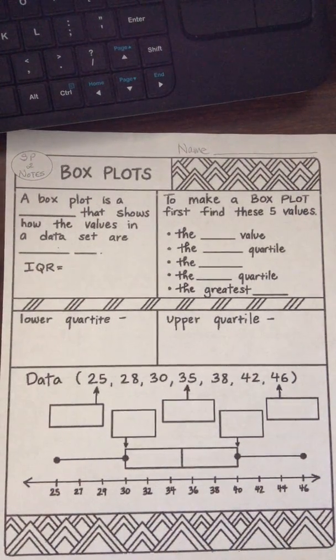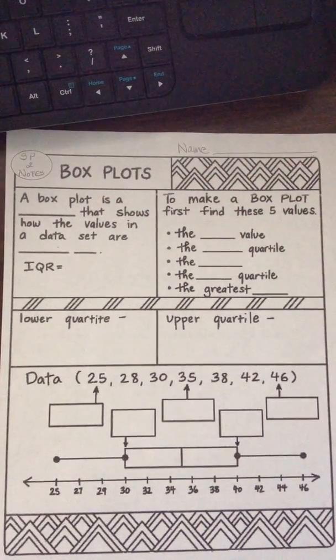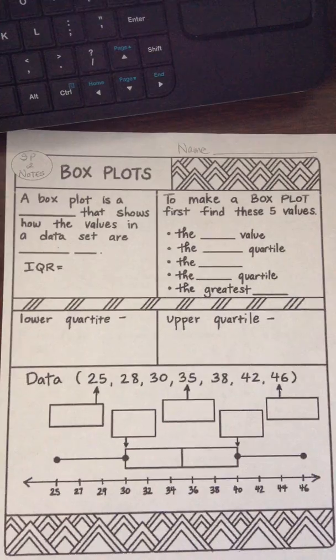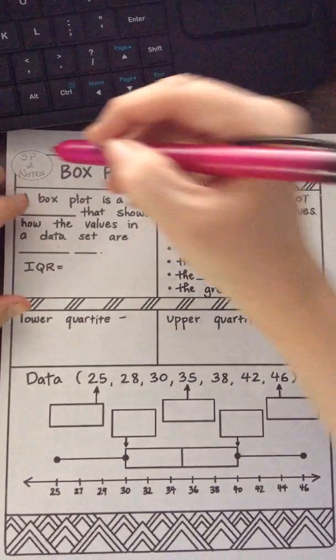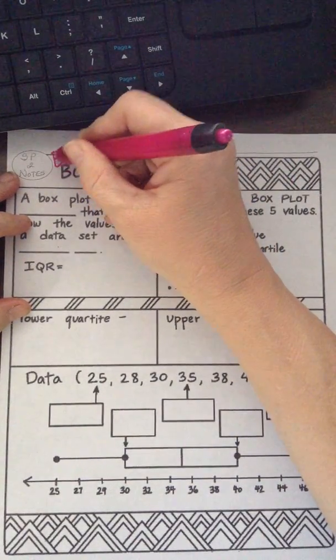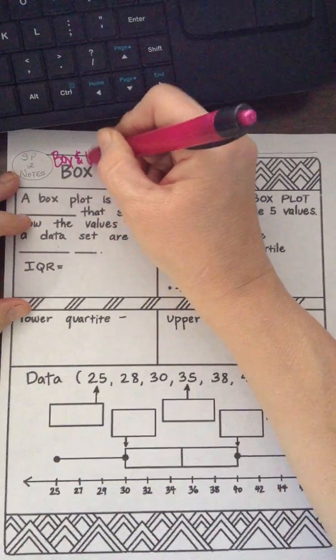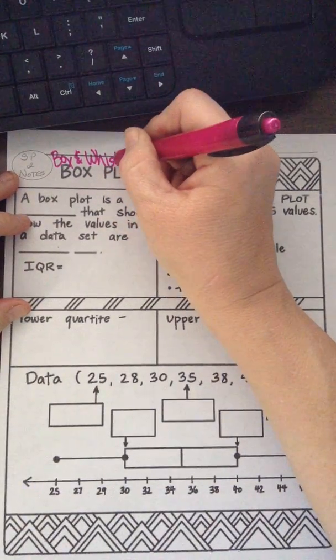So here we are again. Now we're up to SP2 notes, and it says box plots, but I would like to say that some of you have probably heard this called box and whisker plot.